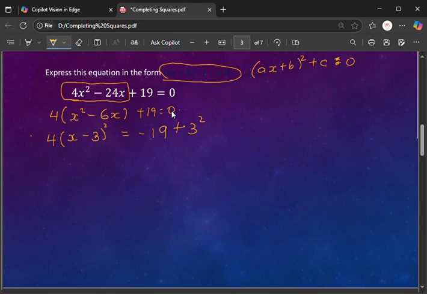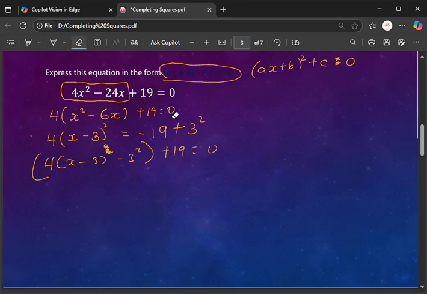All right, so let's now make it equal to 0. Let's create a 0. So now we have 4 into x minus 3 squared, and then minus 3 squared, all of these plus 19 equals 0. Does that make sense? I'll erase it and write it clearly. Equals 0. So now this is what we have. I hope it makes sense.